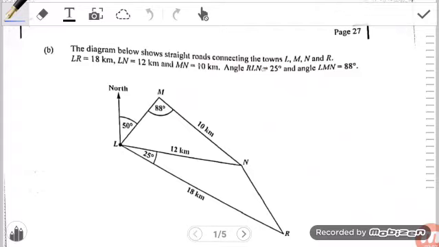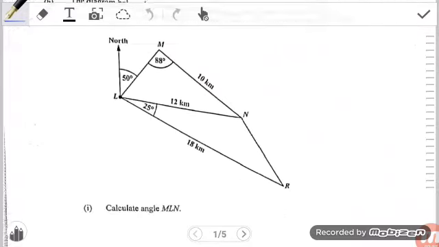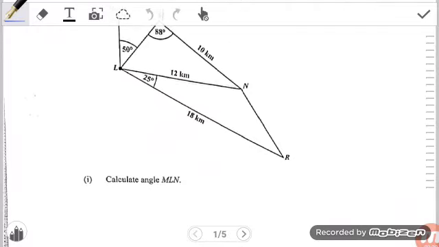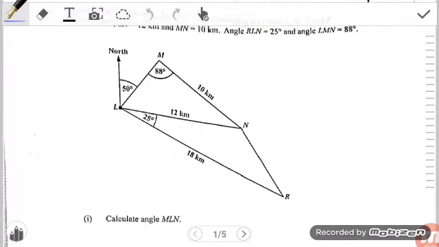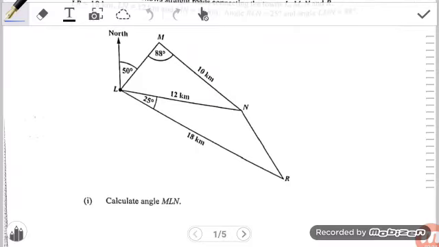Angle RLN, the angle, guys, is located at the letter that is in the middle. So the angle RLN is 25, which you can clearly see here. And the angle LMN, located at M, is 88. That's the only information we have received so far. Our first question is to calculate the angle MLN. So we're looking for the angle located here at L, which is right here. That's what we want to try to find.